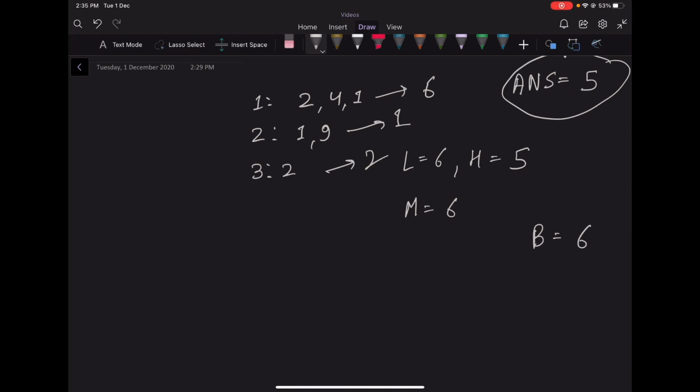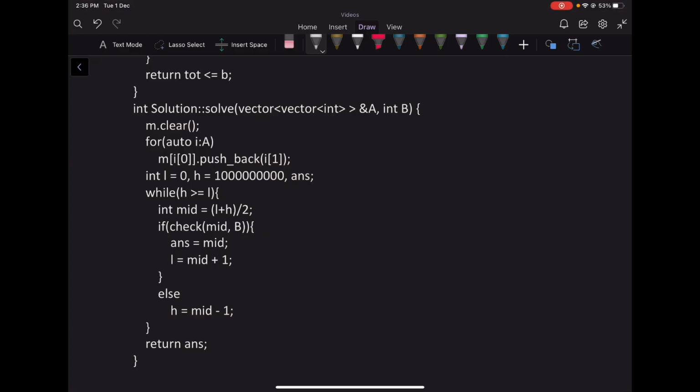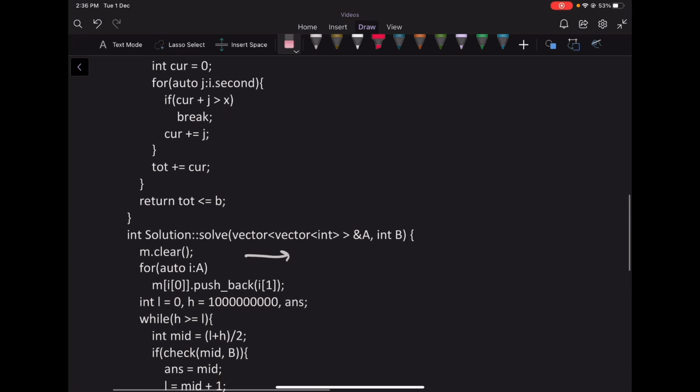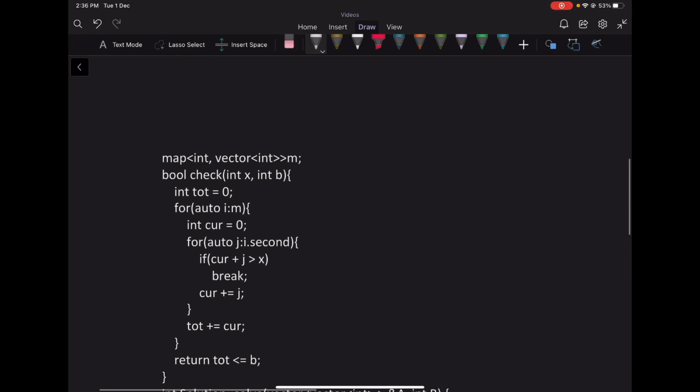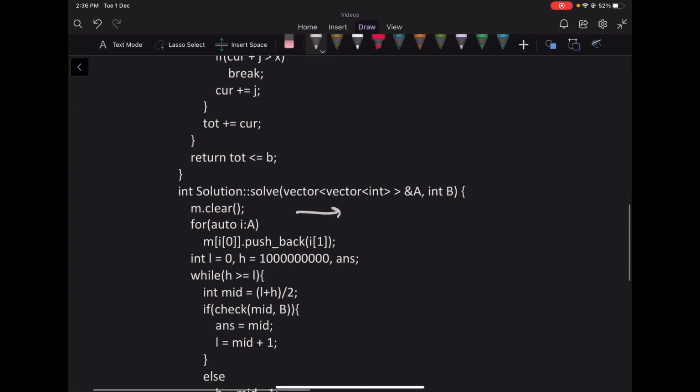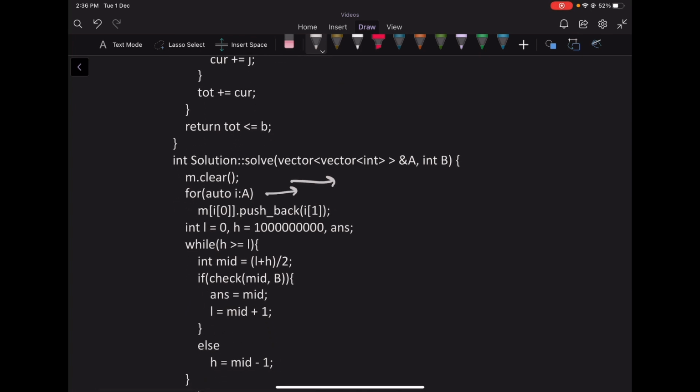So let's look at the code to understand it more clearly. We have a list A where A[i][0] is the ID and A[i][1] is the chocolates requested. So we'll store the chocolates requested by each child in a vector. So we have a map of int to vector. That means the key is an integer, which is the child's ID, and the value is a vector, that means all the requests of that child. So iterate over the 2D vector A and append A[i][1] to A[i][0].